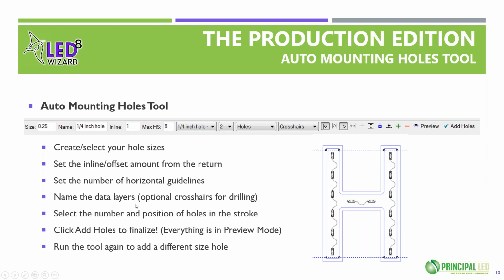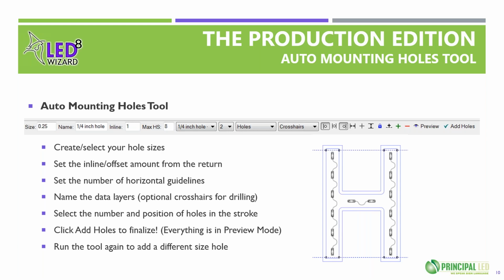So you can name those, and then when you export, you can select different layers that you want to export. So you select the number or position of the holes in the stroke, and then you click on Add Holes. Everything in this tool is in preview mode prior to actually committing and putting the holes in there. And then if you want a set of different sized holes, then you would just run the tool again.